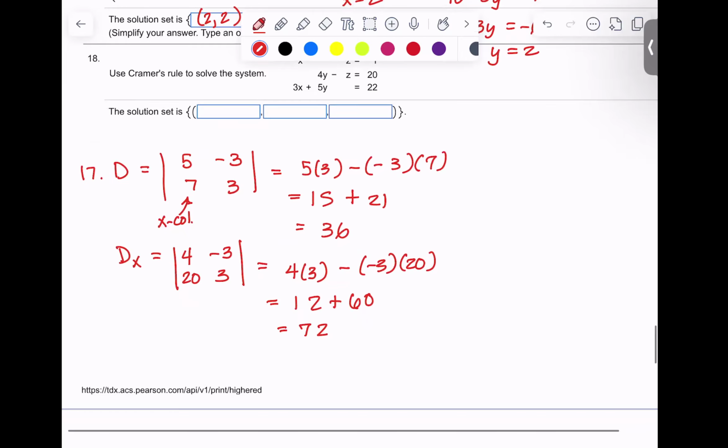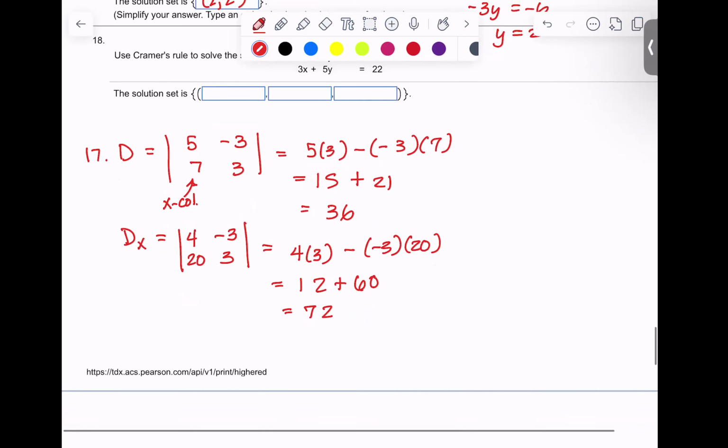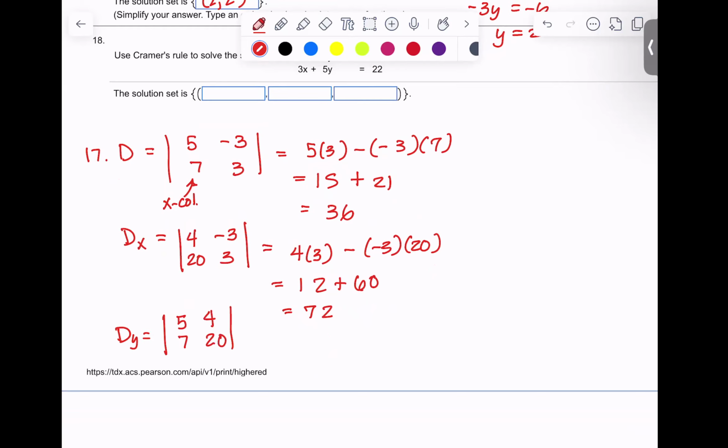All right, the next determinant we're going to find is D sub y. And D sub y, we take the determinant D and replace the y column with the constants. So the first column is the same as the x column in D, but the second column we replace with the constants. So that's going to be 5 times 20 minus 4 times 7. So that's 100 minus 28, which is 72.